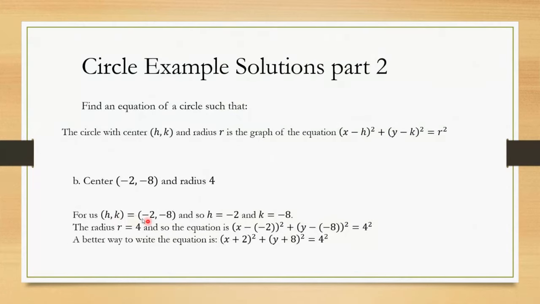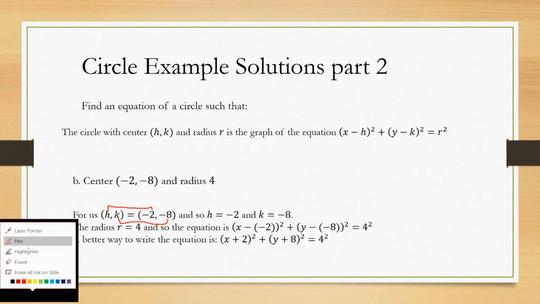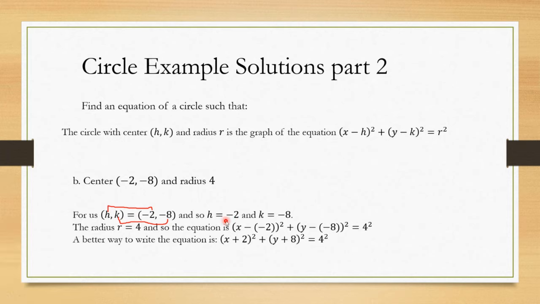And just like before, that tells us the x coordinates must be equal, so h must equal -2. K must equal -8. The y coordinates have to equal each other. That's how we get this.